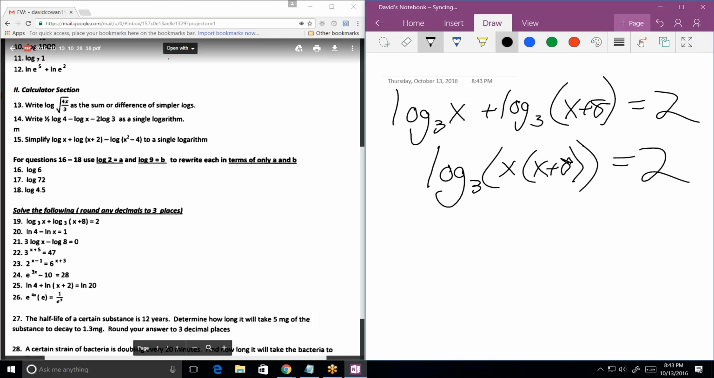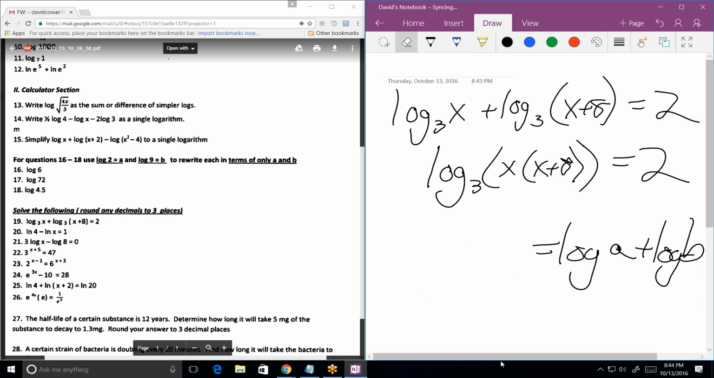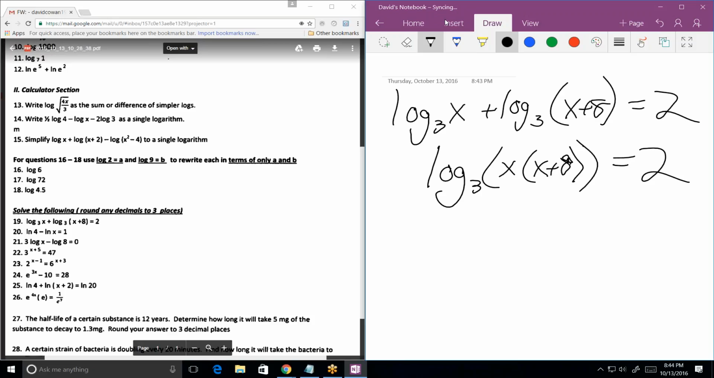In other words, when you compress it, you take the 2 logs and you turn them into 1. Remember what the rule is. The log of A times B is equal to the log of A plus the log of B. So if I'm going the other direction, I start with 2 logs and I end up with 1. And that's what we're trying to do here, and you'll see why. So this is correct.